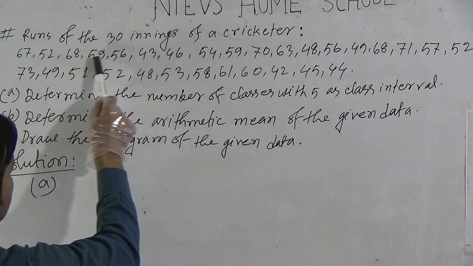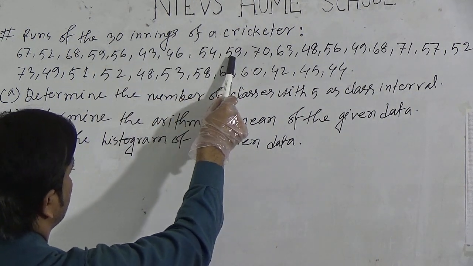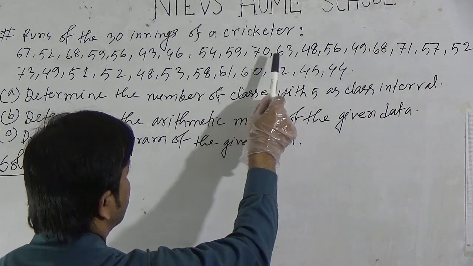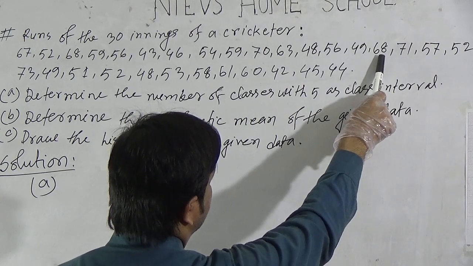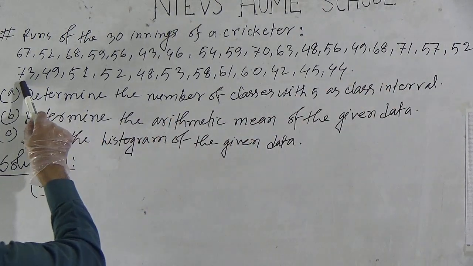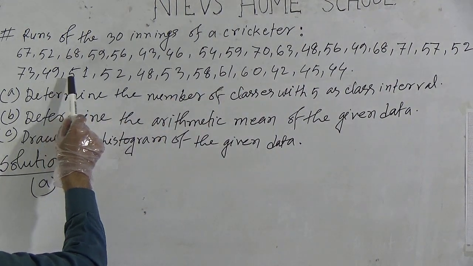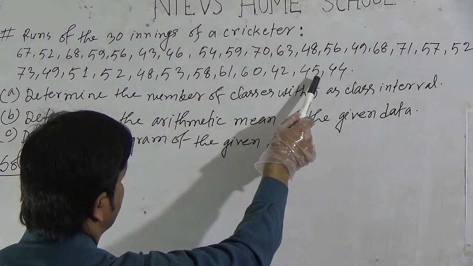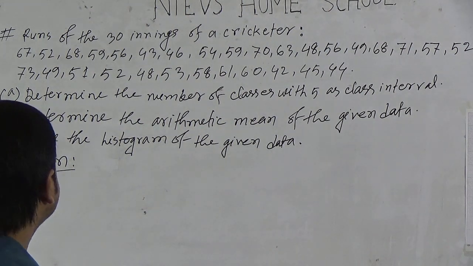So, 68 is greater. Now, 59 is smaller, 56 is smaller, 43 is smaller, 46 is smaller, 54 is smaller, 59 is smaller, 70. 70 is greater now from 68. Okay, now 70. 63 is smaller, 48 is smaller, 56 smaller, 49 smaller, 68 smaller, 71. 71 is greater than 70. Now 57, 52, 73. This 73 is greater than 71. 49, 51, 52, 48, 53, 58, 61, 60, 42, 45, 44. These are smaller than 73. So we can say highest number is 73.